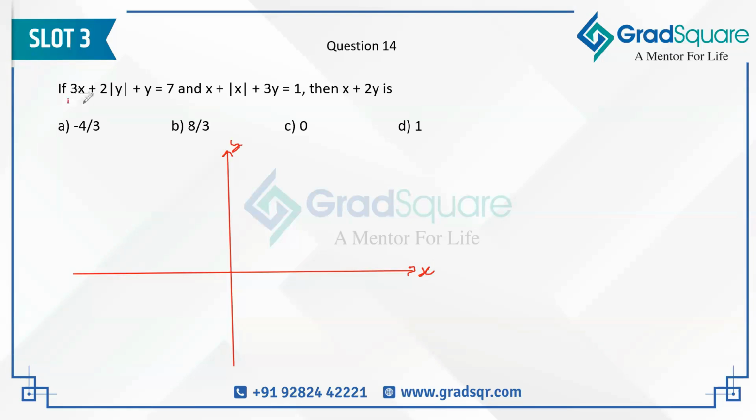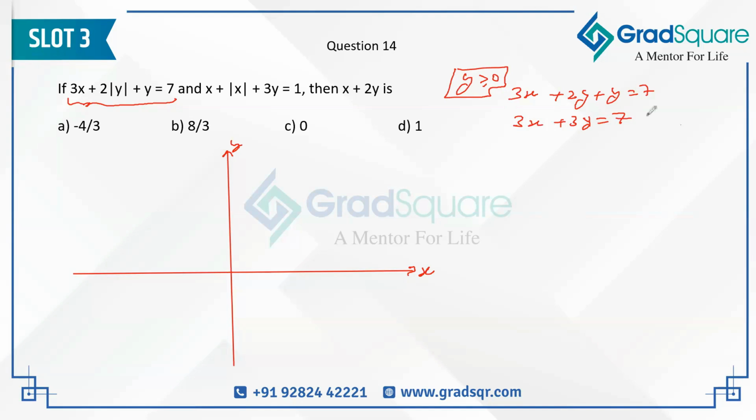Now first let's deal with this equation. This equation has got a mod of y. So wherever y is positive, where y is greater than or equal to 0, what is going to be the equation? The equation is going to be 3x + 2y + y = 7, which ultimately comes down to 3x + 3y = 7. Now, the only thing we have to be careful about is that this equation is valid only when y is greater than 0. That means the upper half of this graph is where y is greater than 0.